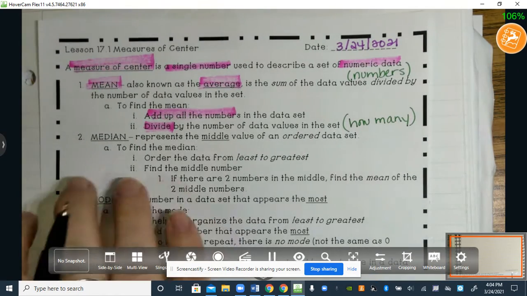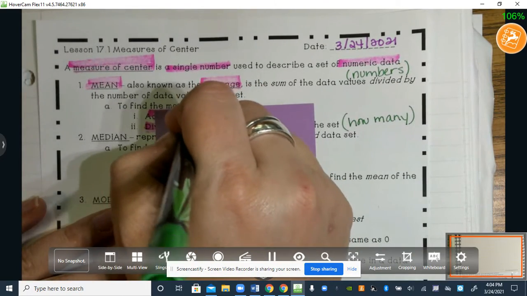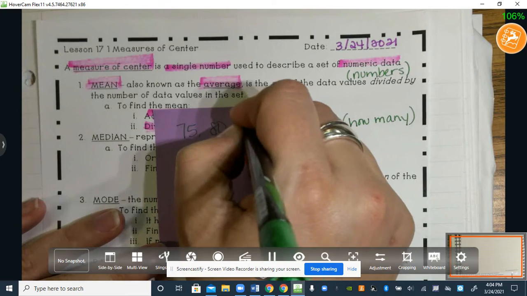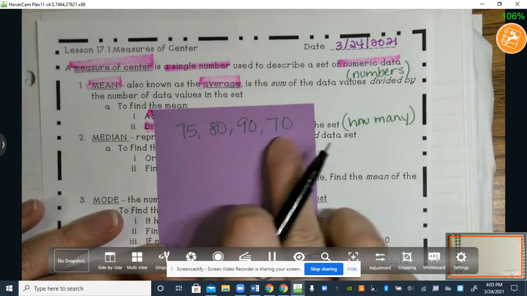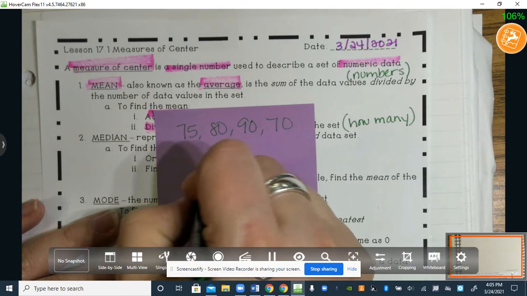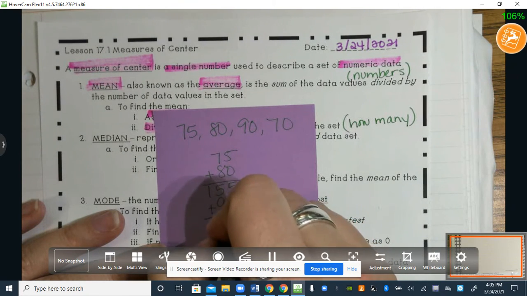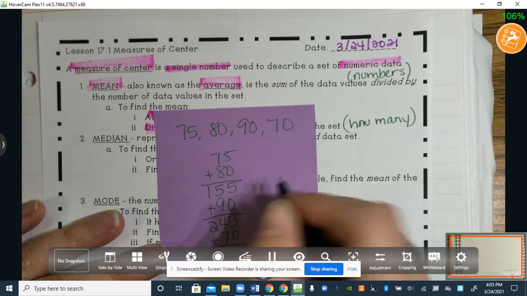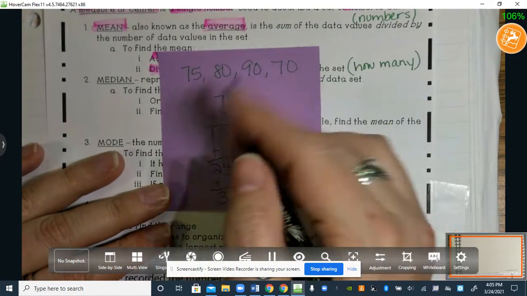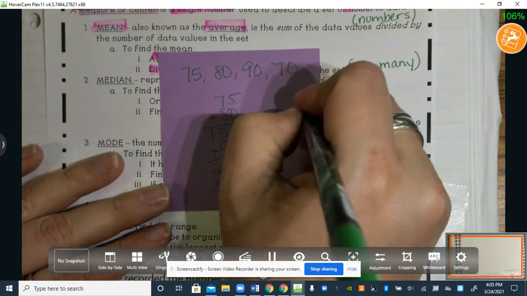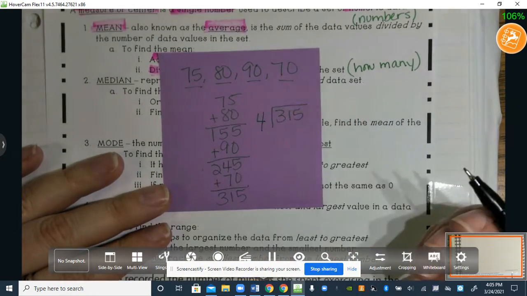All right. So if I was looking at a set of data, say test scores. Someone got a 75, an 80, a 90, and a 70 on a test. And I want to find the mean, the average. So the first thing I'm going to do is add those up. So 75 and 80 gives me 155. I add up 90. Then I put another 70 there. So I add up all four of those numbers together, and I get 315. So once I add, then I divide. So then I take that 315 and I divide it by, I had 1, 2, 3, 4 numbers that I added. So I have 4 tests, so I divide it by 4.